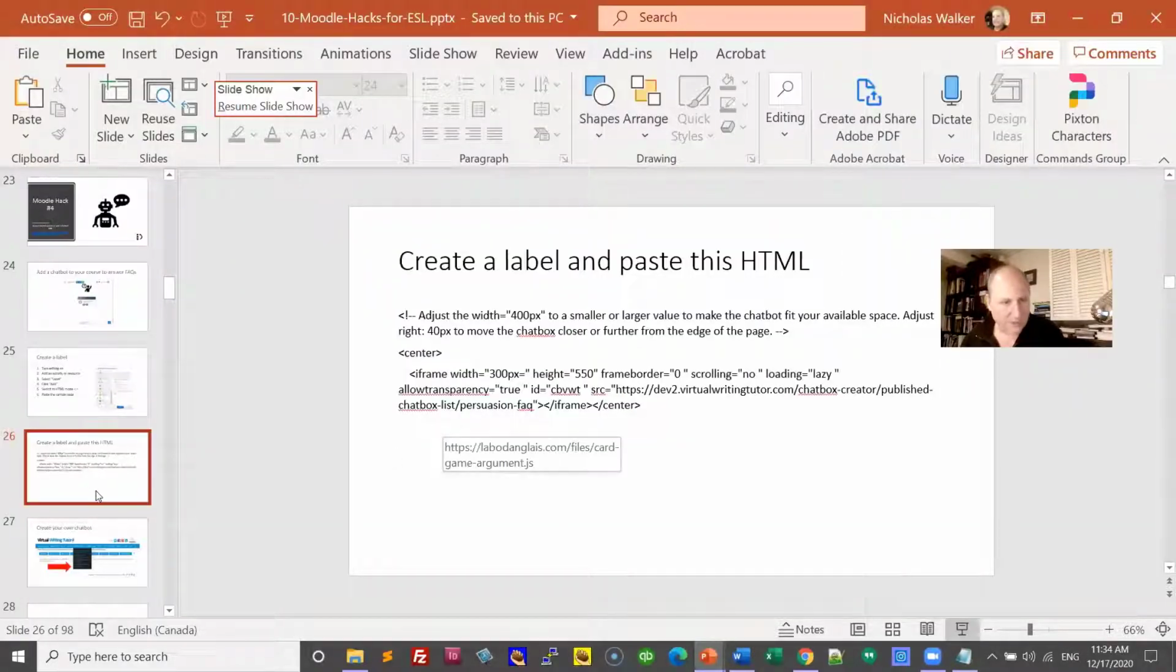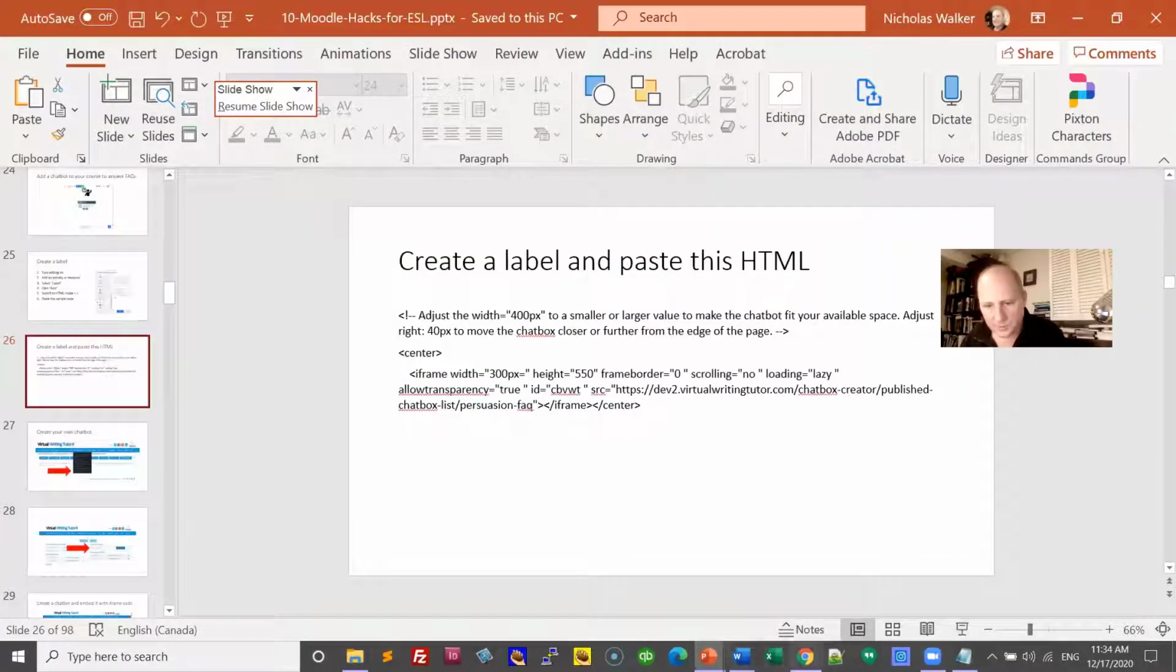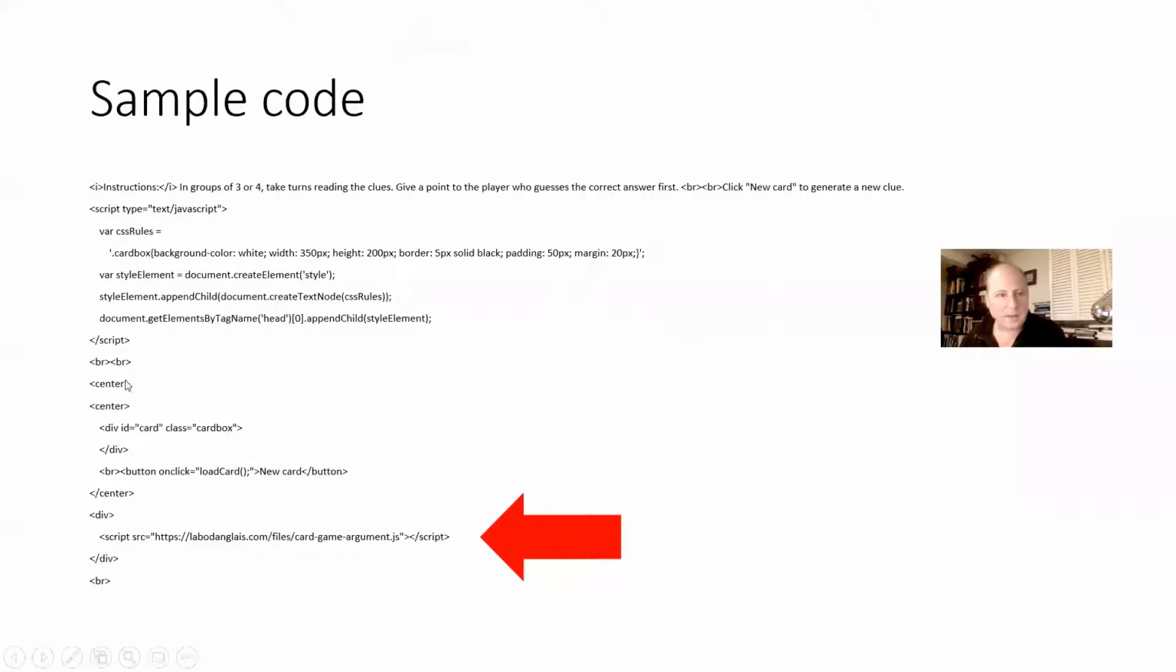And where's the code? Sorry, lost it. Yeah, the code here, and you just have to change the source to the new source. If you upload it to Moodle, you have to find out where it is in your file directory, copy the link, and put it in here where it says script source. That's the new source. But everything else will be the same.